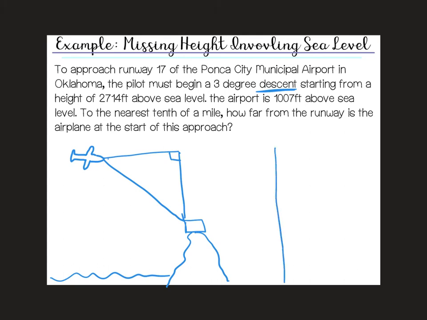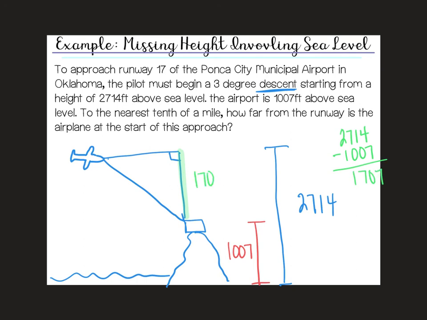So right here, here's the airplane, 2,714 feet above sea level. But the airport is 1,700 feet above sea level. So right here, 1,700 feet. So in terms of my triangle I've drawn, this height right here is not truly 2,714 feet, and it's also truly not 1,700. If I want to find that portion, I need to subtract those two numbers. So the height I care about is 1,007 feet. Going back to the beginning, it said that it's a 3-degree descent, so that's my angle of depression.